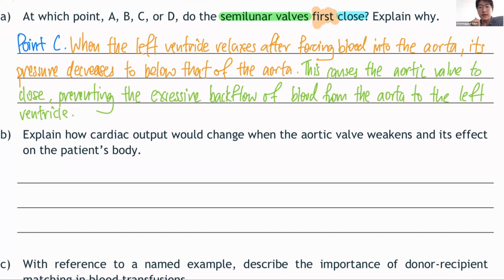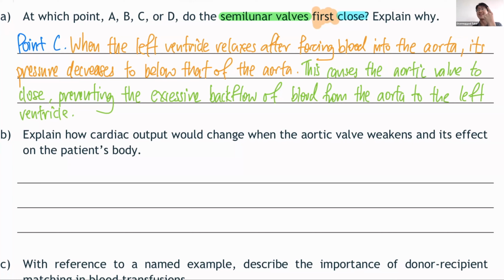Julian, where's the bicuspid valve between? Left or right side? Bicuspid is between left atrium and left ventricle. Semilunar valves are between the ventricles out of the heart. Okay, so I have aortic valve, that is LV and aorta.